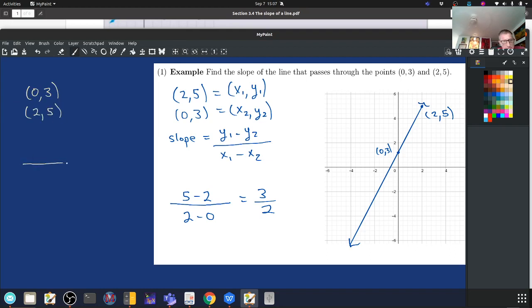So again, 3 minus 5 is minus 2, 0 minus 2. Sorry, people. Notice how I caught that. It's not 5 minus 3, it's 5 minus 2. Hold on.